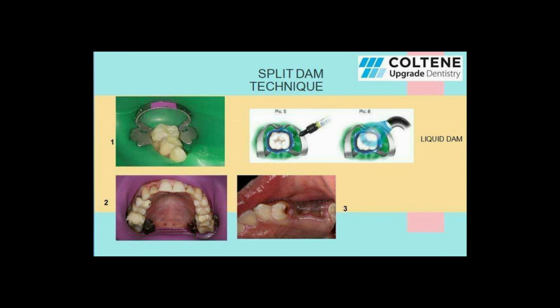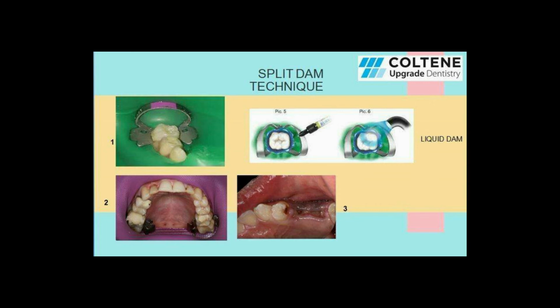As we are able to see in the third picture also, there is an extraction site which is very immediate to the tooth which has to be treated. So this is an example which shows us two advantages of rubber dam. First, the extraction site can be easily protected from the dental procedures because of the presence of the rubber dam. And second, the split dam technique can be used here.